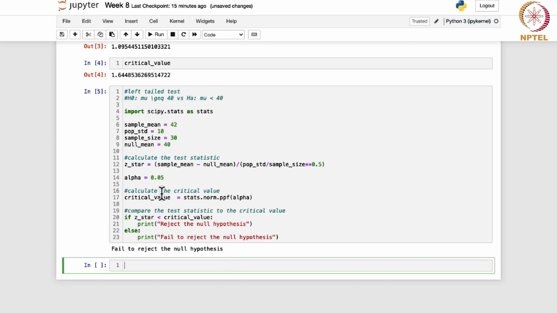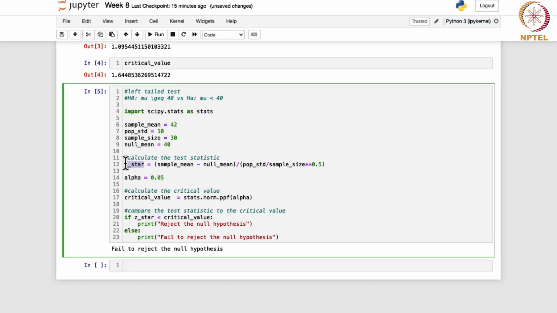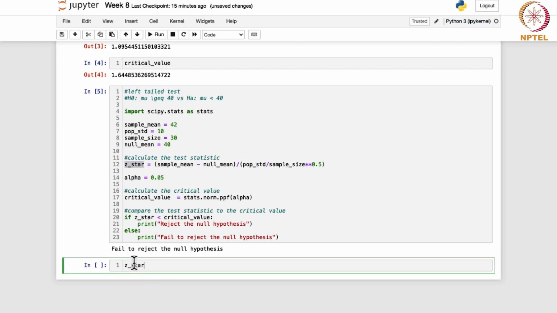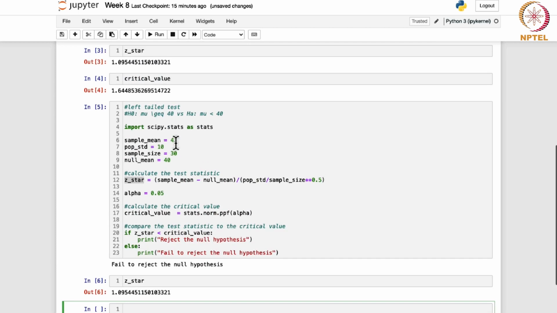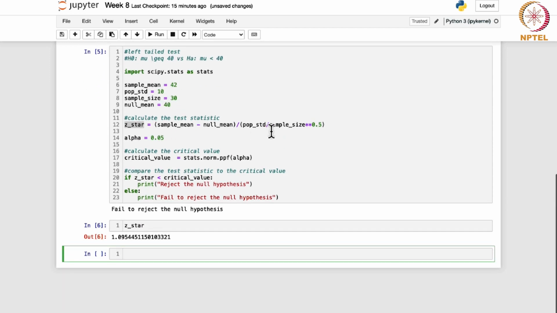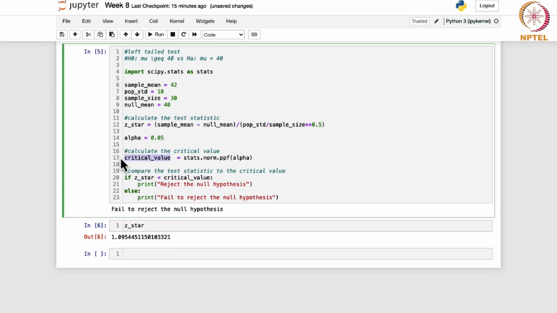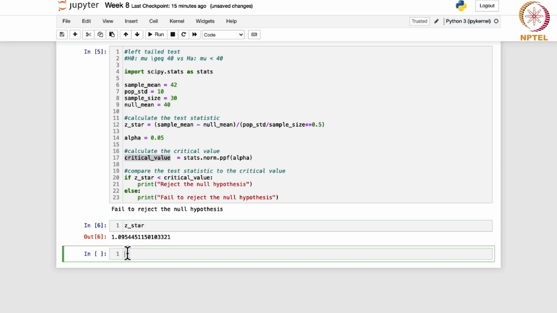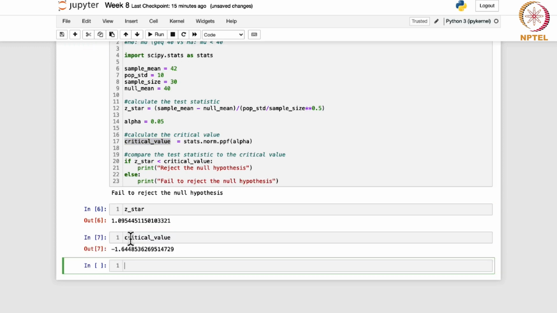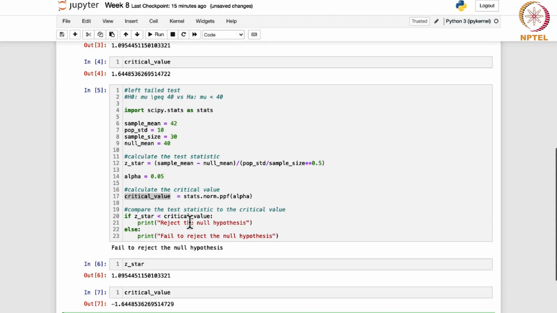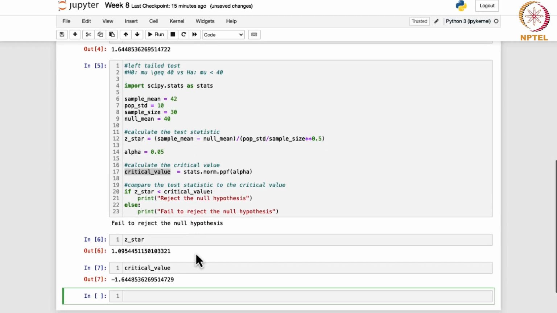Okay, so let us see what are the values that it has taken. So that would be same because we have entered the same data points. So here let us look at the critical value. So here it is minus 1.644. That was obvious, right? So this critical value is already negative. You are comparing it with a negative value. So this value Z star is not less than this. So that is why you fail to reject the null hypothesis.